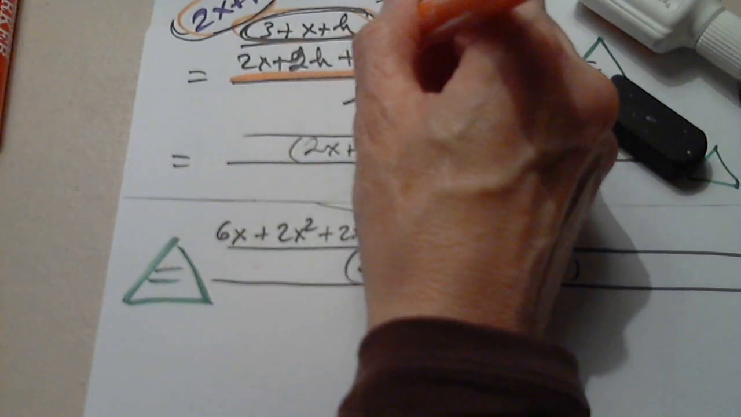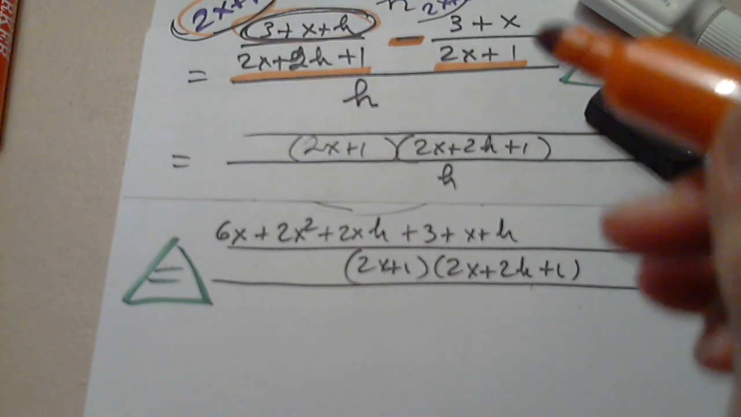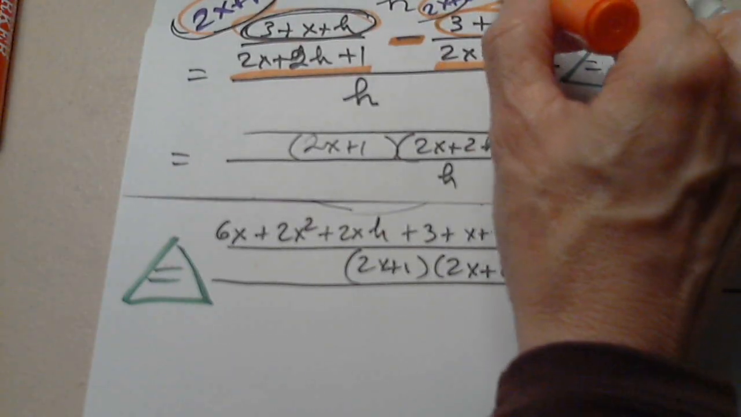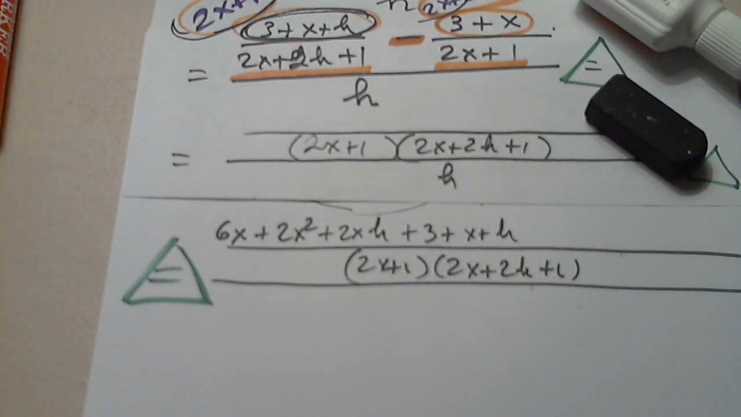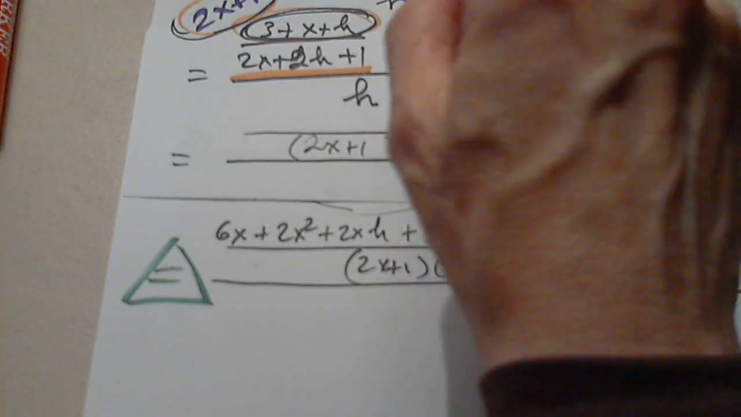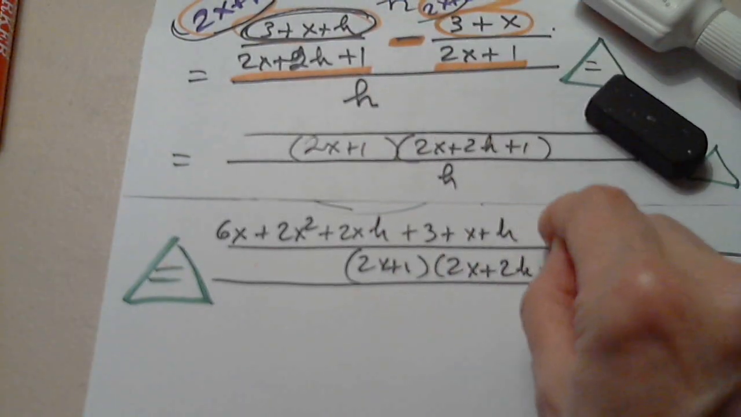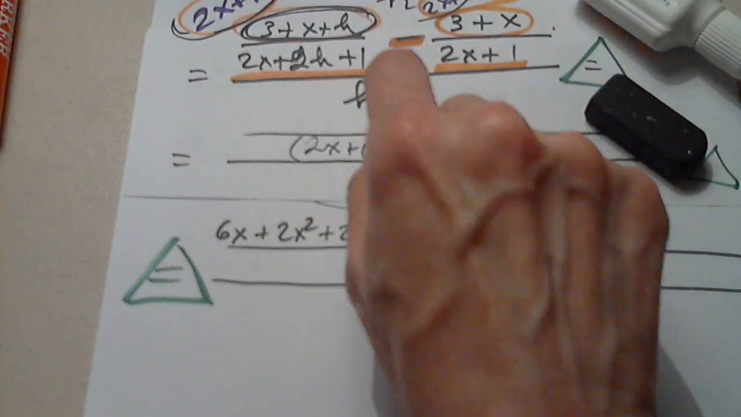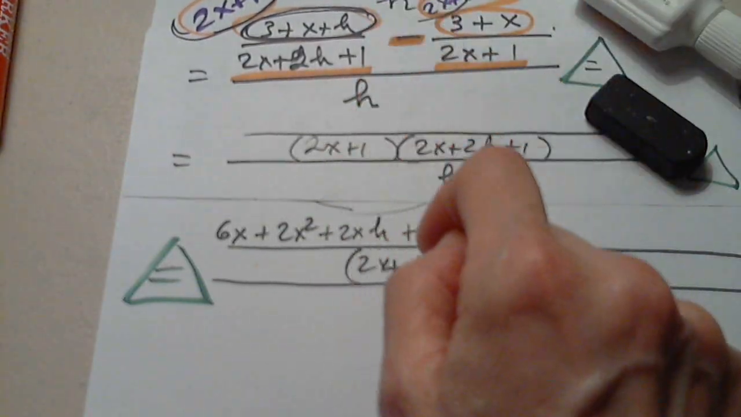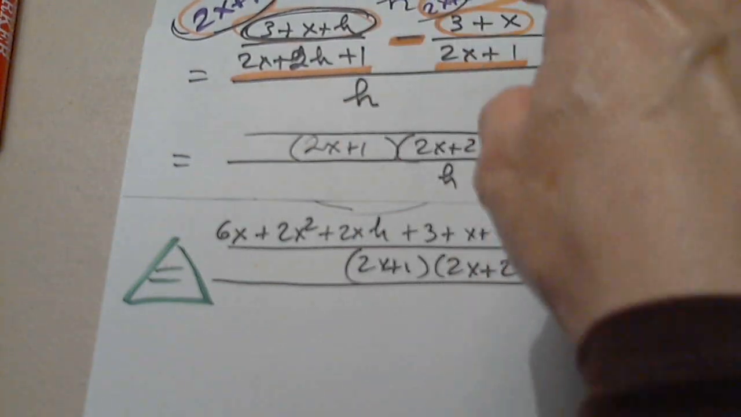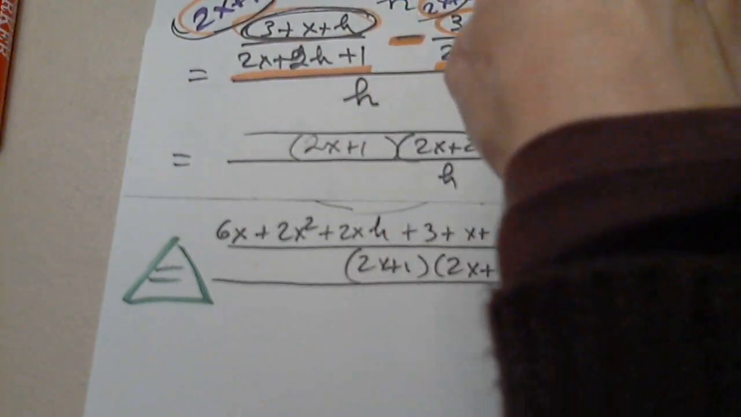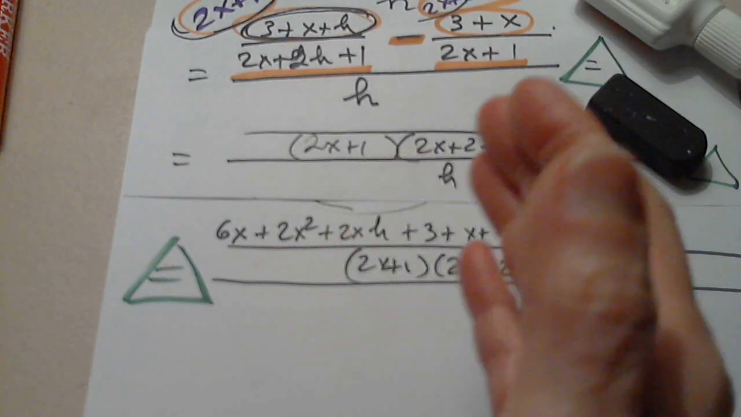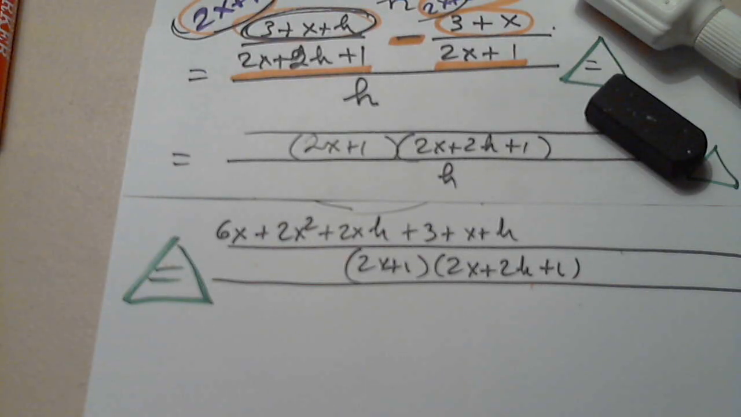Now I'm here with minus. But I have to multiply now this binomial by this trinomial. Luckily, all terms are positive, but I have minus in front. So everything I write will have minus in front. 3 times 2x with minus in front. 3 times 2h with minus in front. 3 times 1 with minus in front. h times 2x with minus in front. x times 2x with minus in front. And x times 1 with minus in front. All remaining terms will be negative.